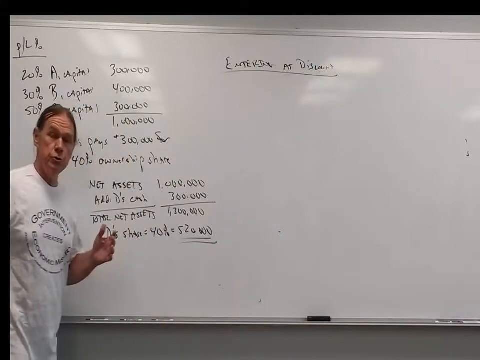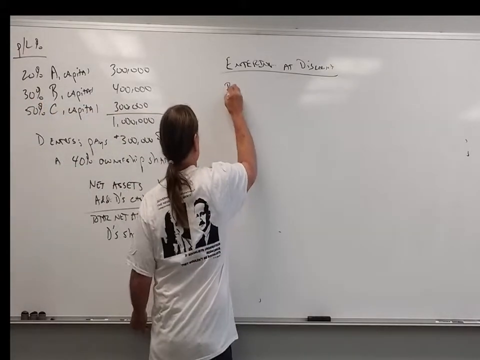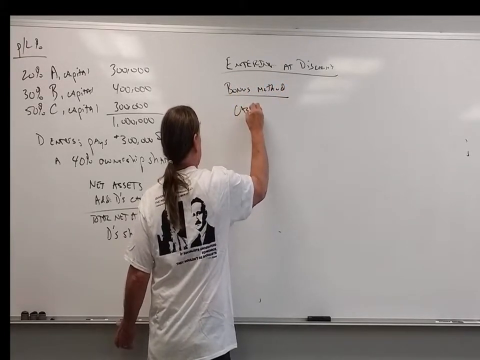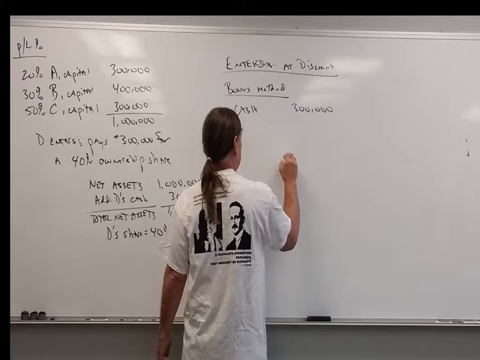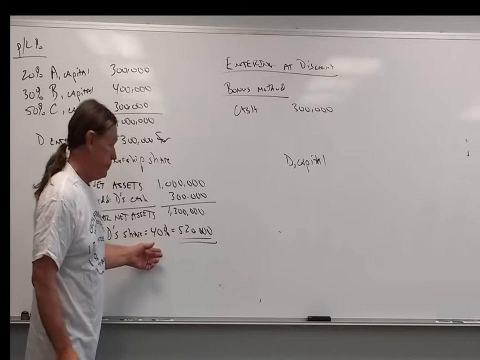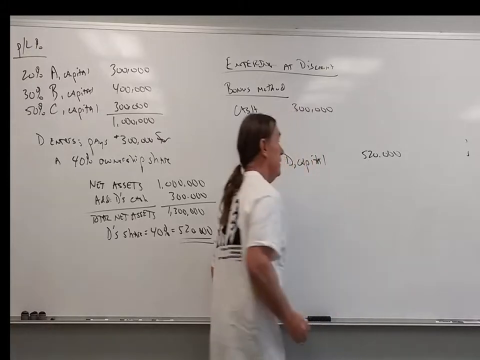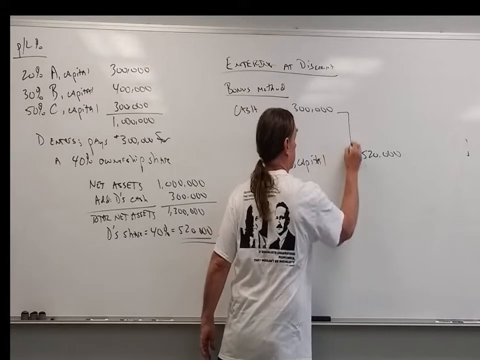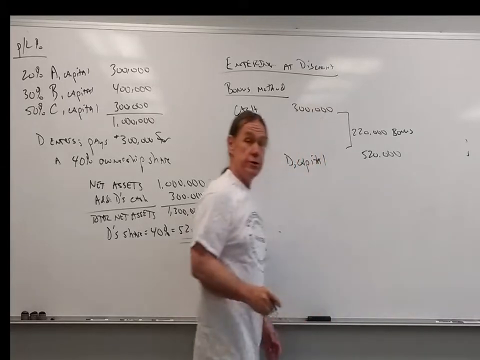we again have our two basic methods. Bonus method, easy. Bonus method, there's going to be a cash contribution of $300,000. D is going to get a capital balance of $520,000. That difference, again, basically D is getting $220,000 more in capital than he or she is contributing.